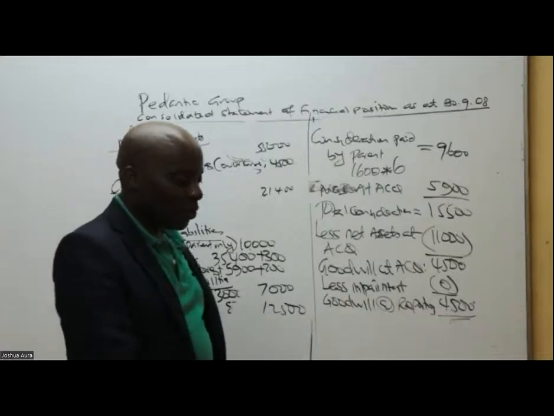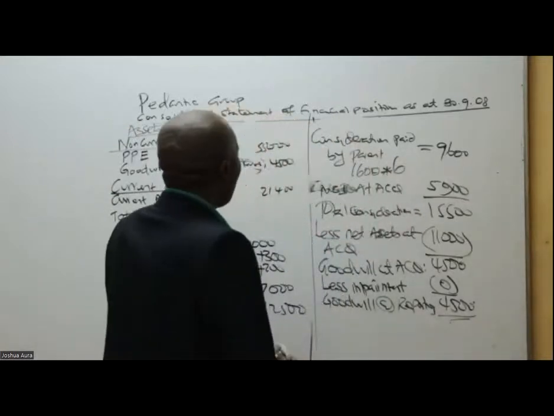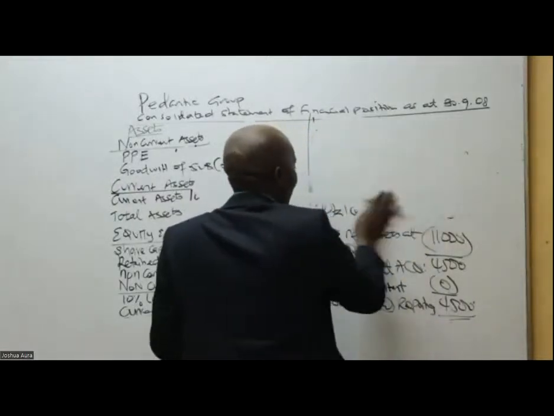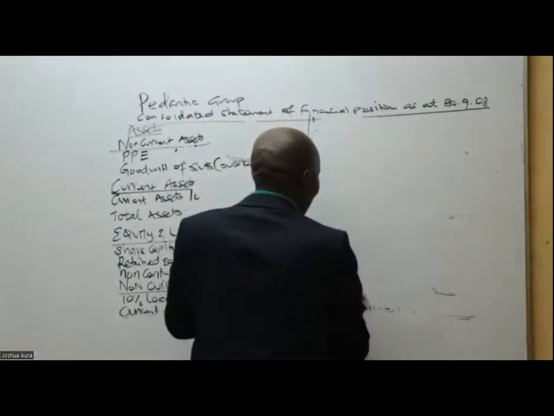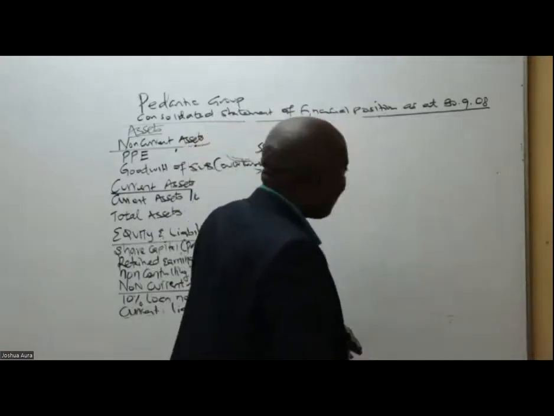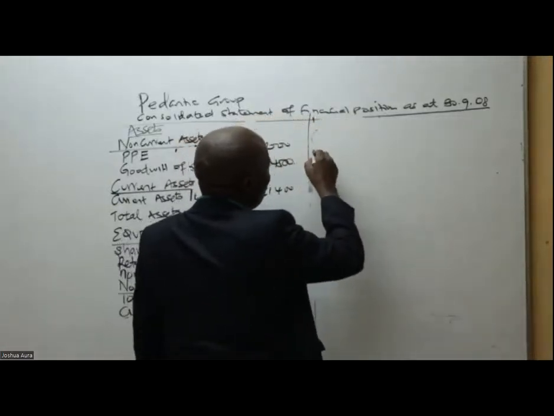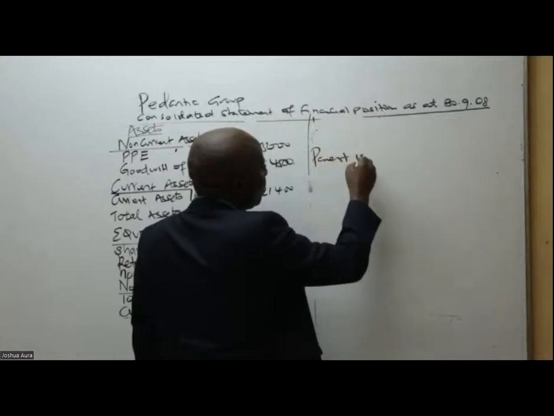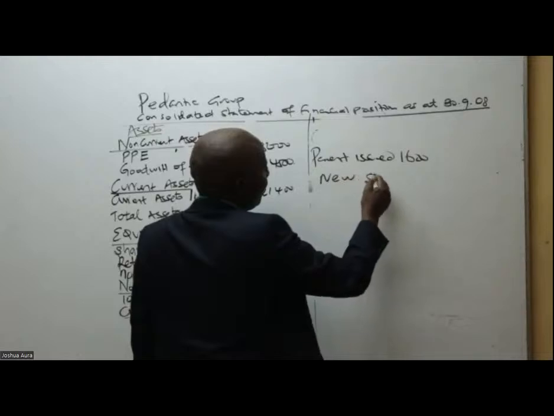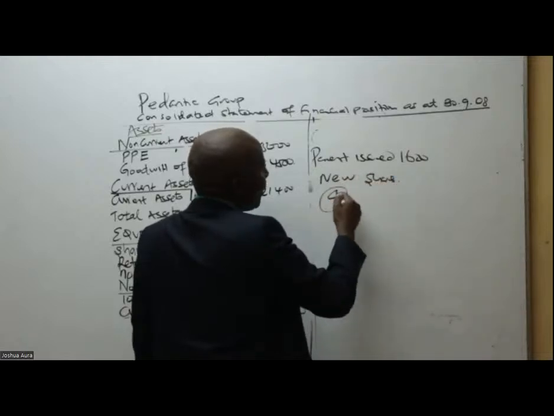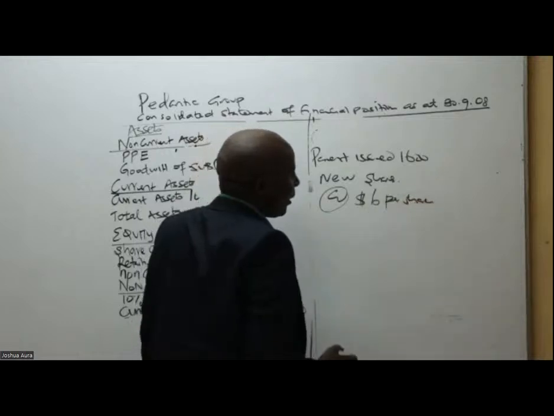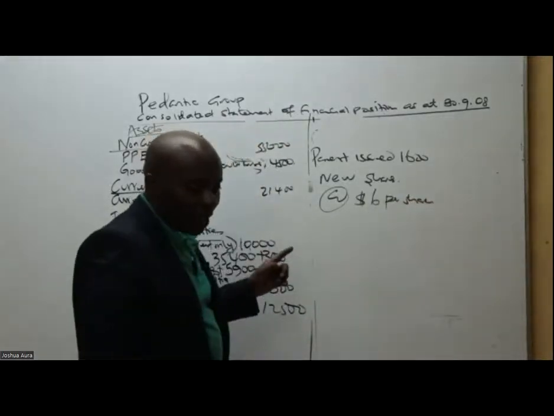Great. So then I'll come straight away here and rub this. Now, there is something that has just come to my attention that is very important. This is the last thing. It will take me less than a minute to finish. Remember, you told me that the parent issued 1,600 new shares, at $6 per share.